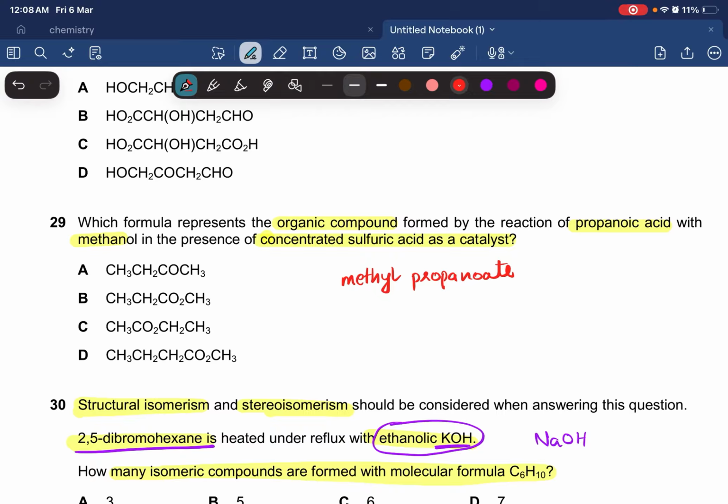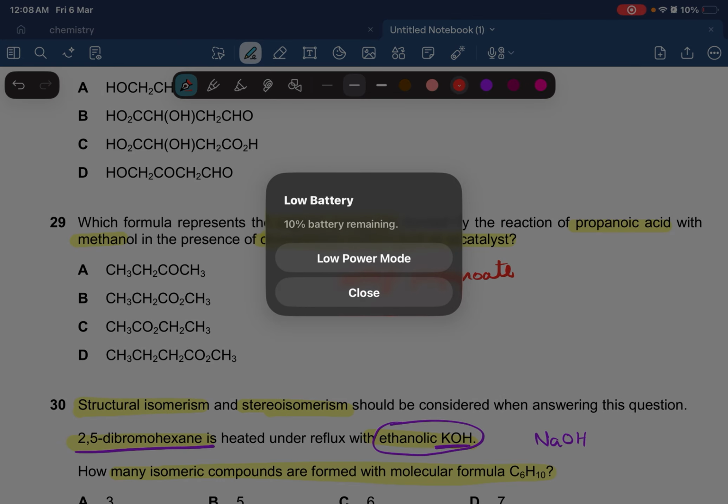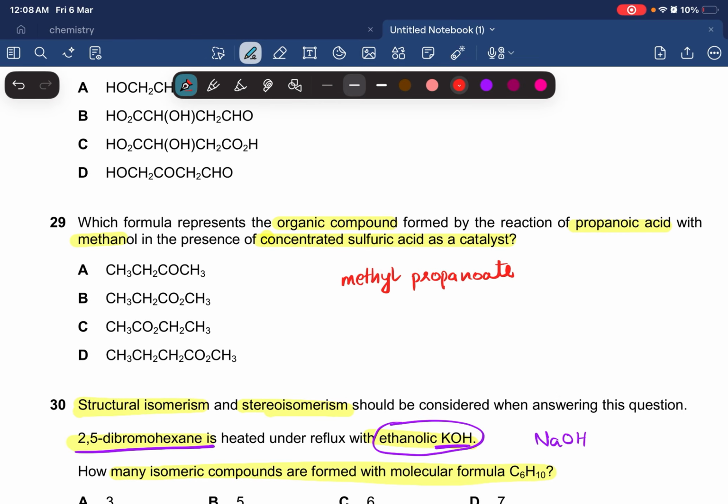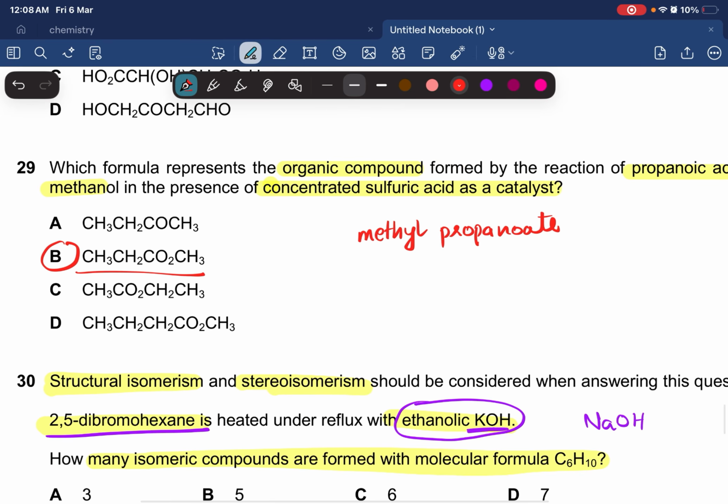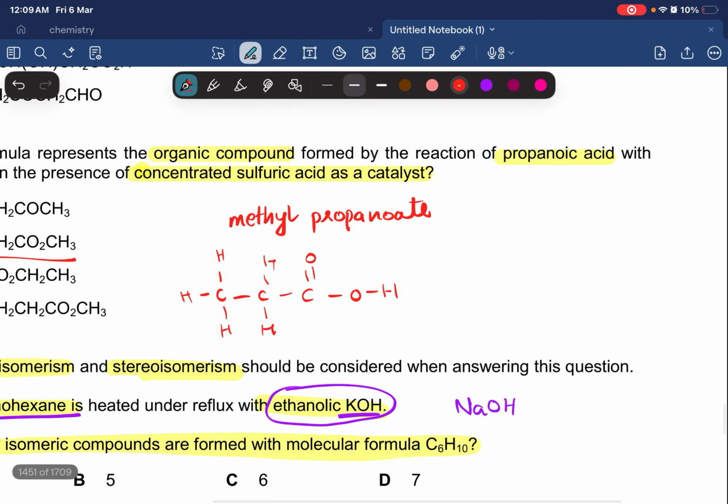Well, I think this one's correct, right? This one seems correct. But still, I'm going to draw and show it to you guys. So firstly, you're going to have your propanoic acid, which is going to look something like this. I've just opened it for you guys. I know the closed formulas make you feel bad. And then we have this, which is called methanol.